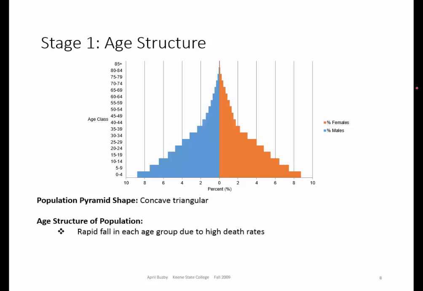There's a rapid fall in the age structure of population, a rapid fall in each age group due to high death rates. Short life expectancy. That's what this pyramid reflects. Very few people live to be in old age in this pre-industrial structure. So to say that most people live to be old age is simply not true. It wasn't true then. It's not true now.